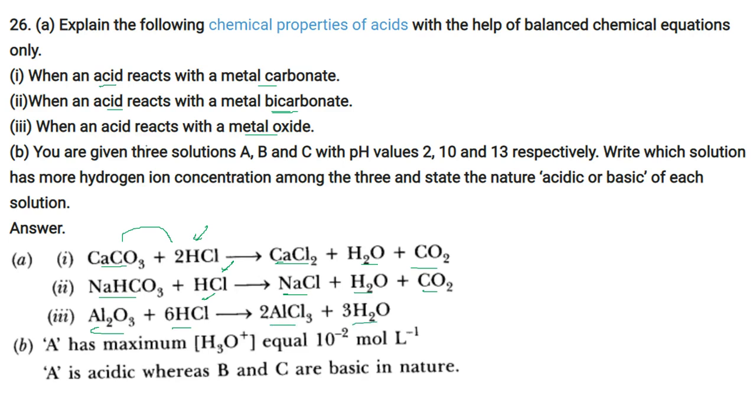The next: you are given three solutions A, B and C, with pH values 2, 10 and 13. Write which solution has the most hydrogen ion concentration among the three and state the acidic or basic nature of each solution. With these values we can conclude that A has the maximum H3O+, equal to 10 to the power minus 2 mole per liter, and A is acidic while B and C are basic in nature.